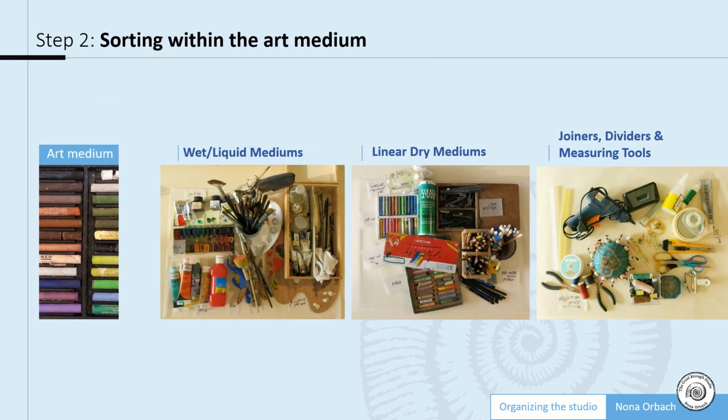The art mediums include three categories. There is the family of wet and liquid mediums, there is the linear dry mediums, and there is a special family that I title joiners, dividers, and measuring tools, and they have a significant meaning in art therapy. You can read about it in my book, The Good Enough Studio.